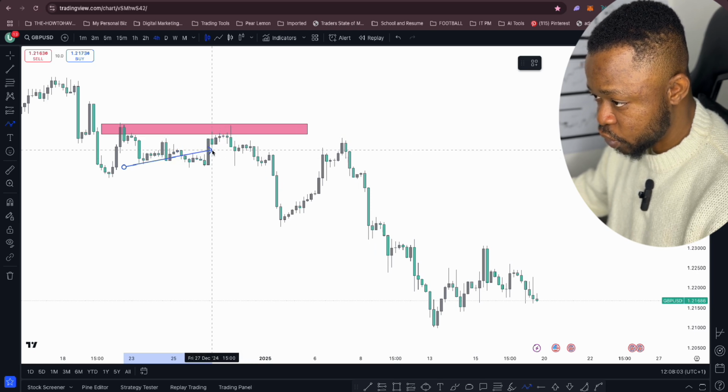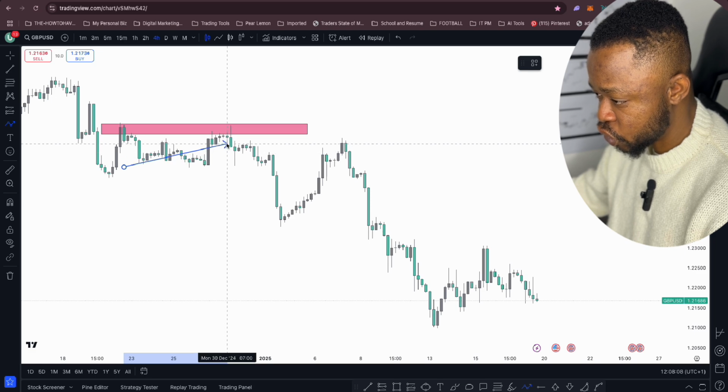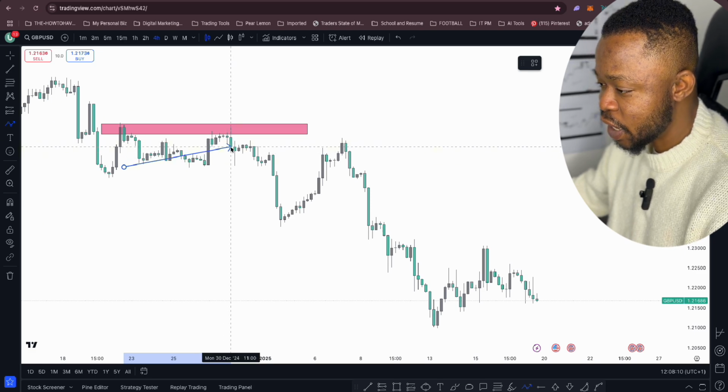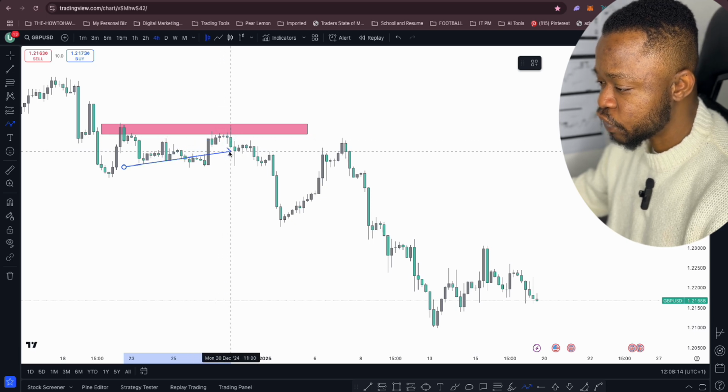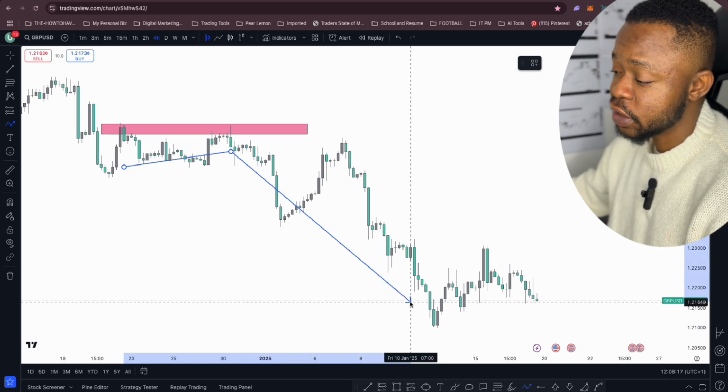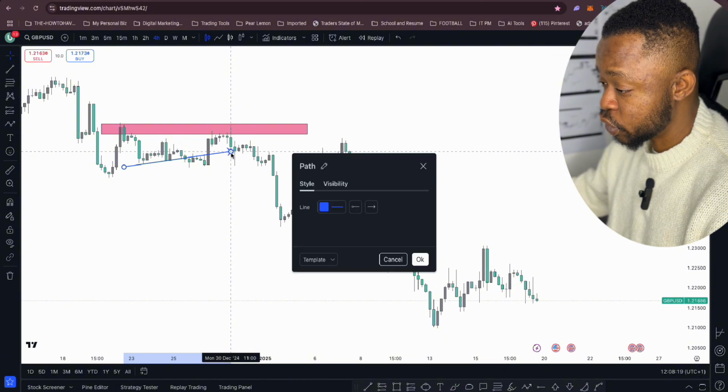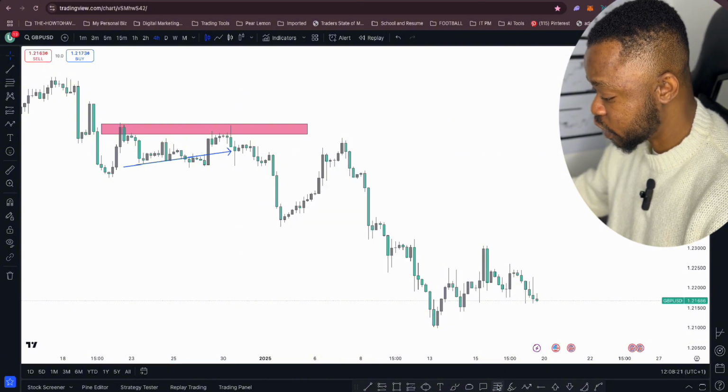One rejection to the top. This is on the 4-hour time frame. One rejection to another rejection, another rejection, another rejection, and now it gave you the momentum candle. So if we had just two of these and a momentum candle, we can call that a morning star or an evening star.